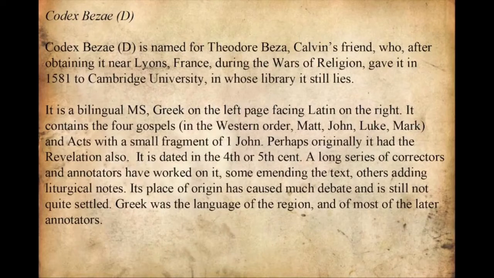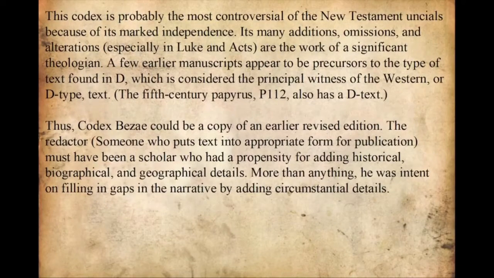A long series of correctors and annotators have worked on it, some amending the text, others adding liturgical notes. Its place of origin has caused much debate, and it is still not quite settled. Greek was the language of the region and of most of the later annotators. This codex is probably the most controversial of the New Testament uncials because of its marked independence. Its many additions, omissions, and alterations, especially in Luke and Acts, are the work of a significant theologian.